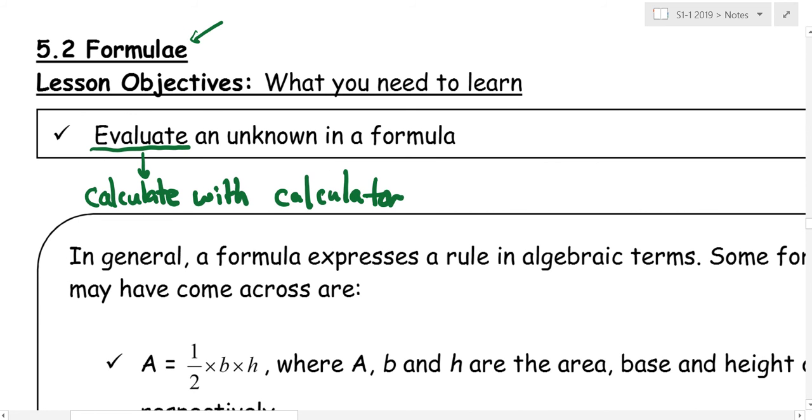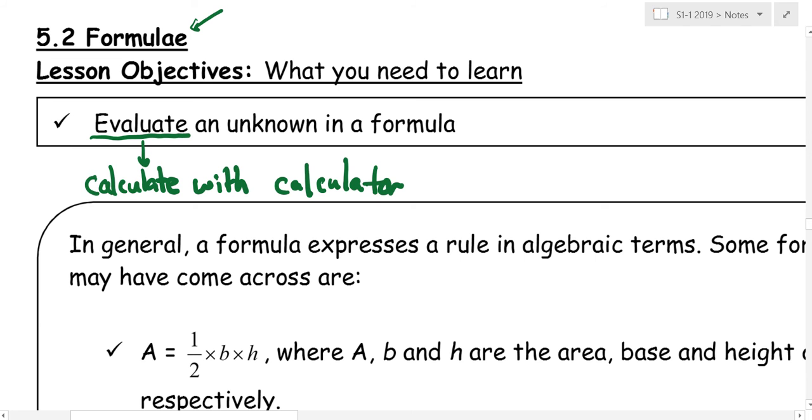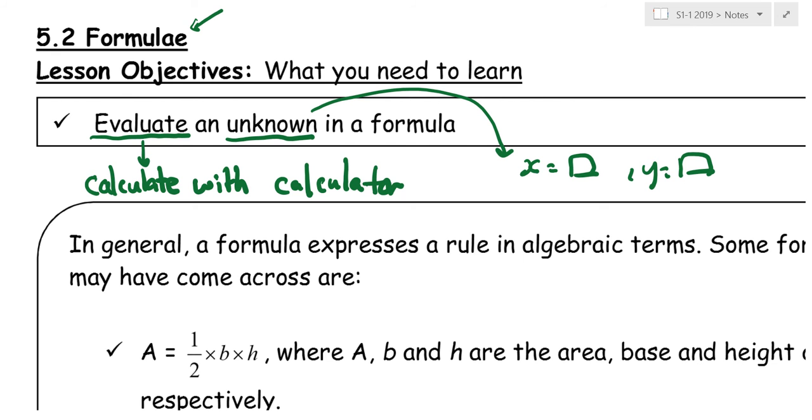This is a singular form. Now, unknown means I want to know x equals to what? Y equals to what? That means later on you are going to see the unknown like an alphabet variable equals to a number. Evaluate means you calculate with your calculator. So this one will not go wrong. Why do students get wrong? Because they are arrogant. Because they always use mental sum. And sometimes the mental sum with the minus always doubles you.